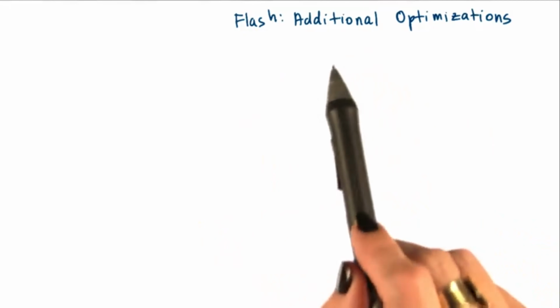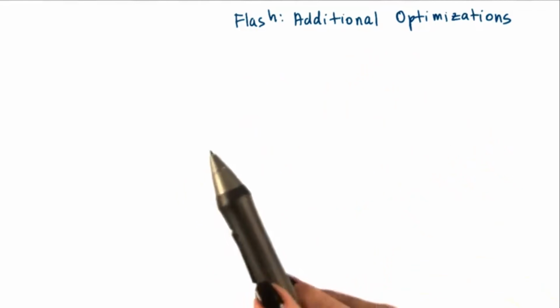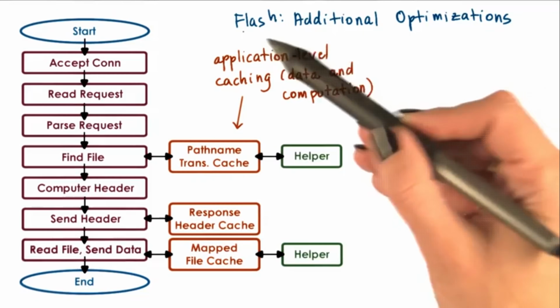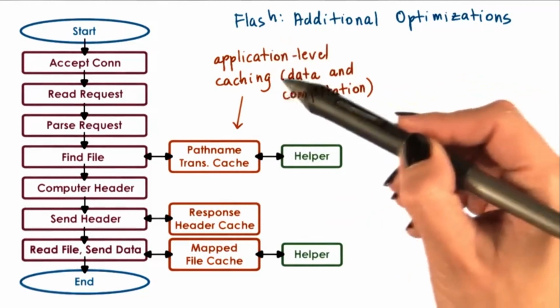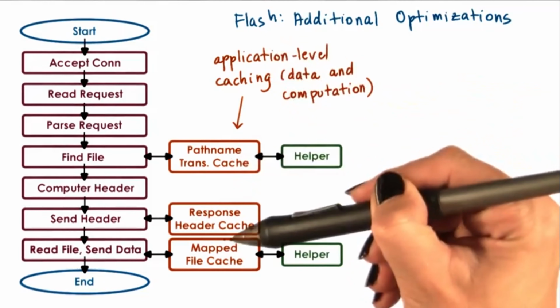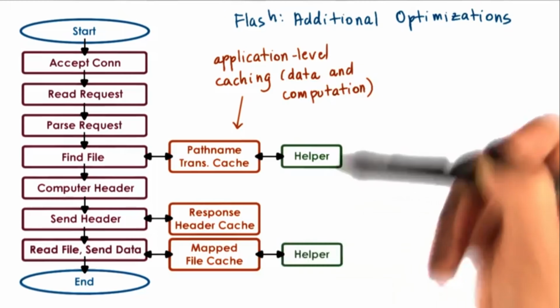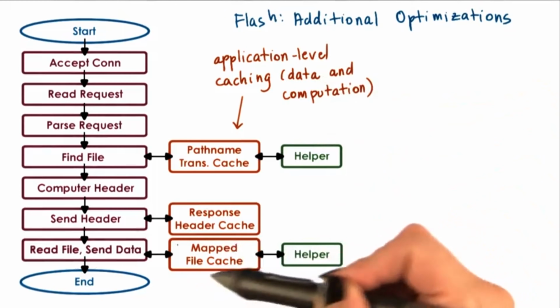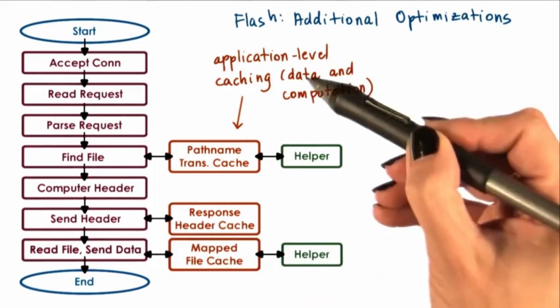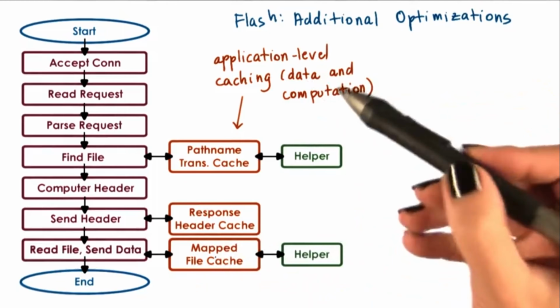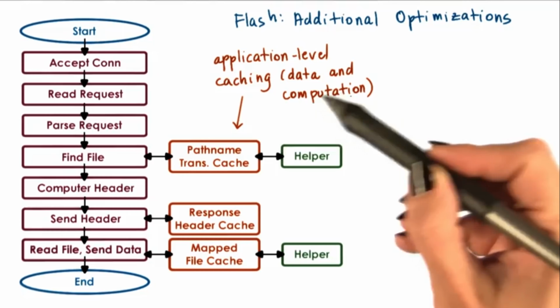The important thing is that these optimizations are really relevant to any web server. First of all, Flash performs application-level caching at multiple levels. And it does this on both data and computation. What we mean by this is it's common to cache files. This is what we call data caching. However, in some cases, it makes sense to cache computation.